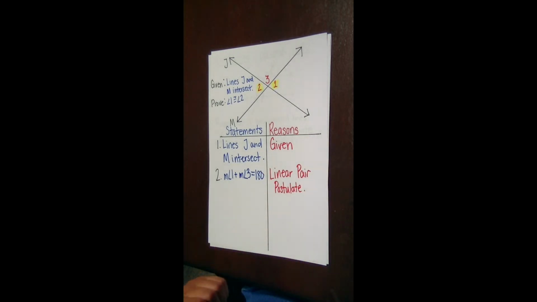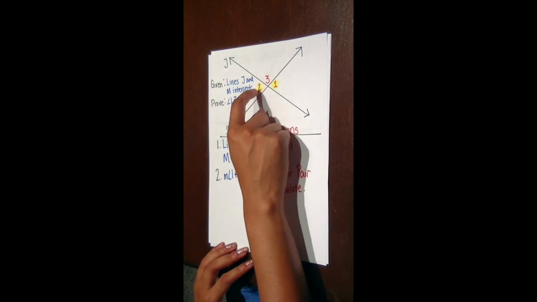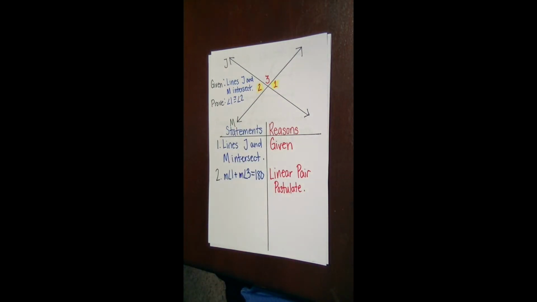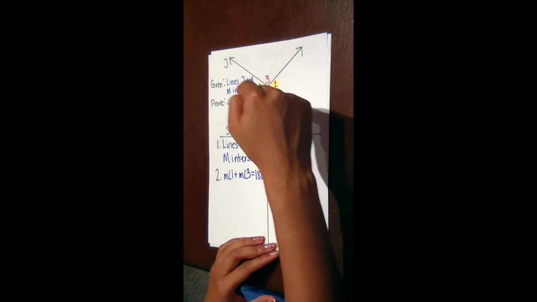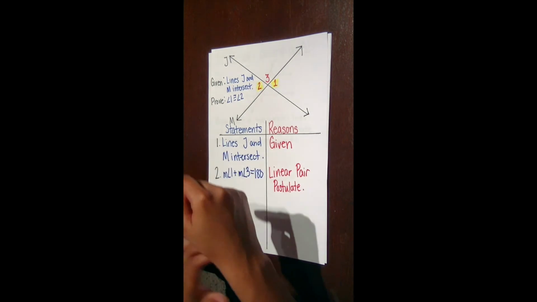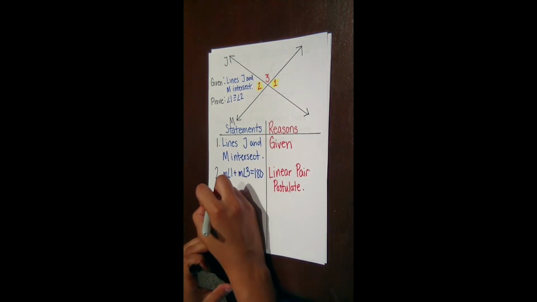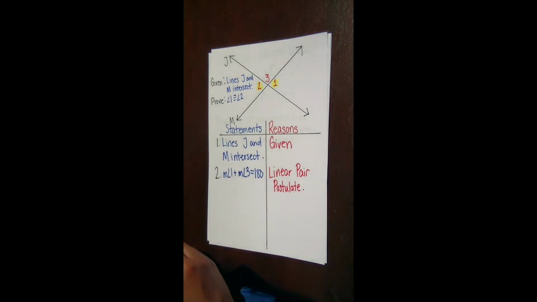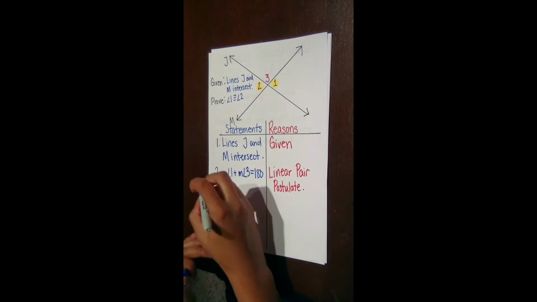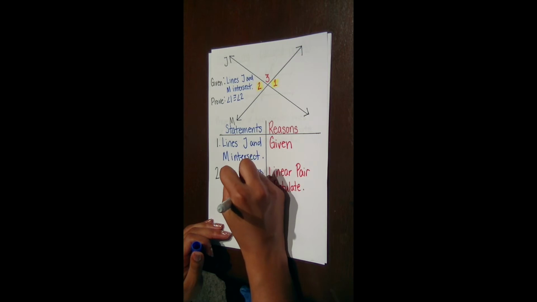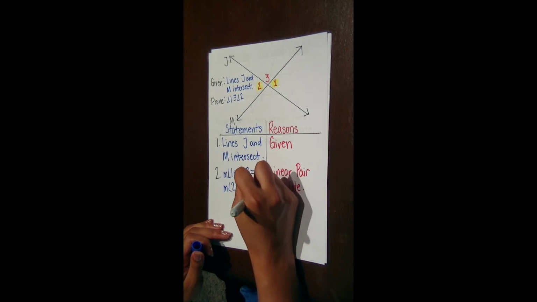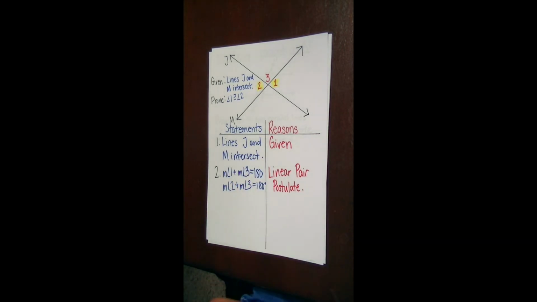Well, some kind of way I have to relate angle 1 to angle 2. So I just said that the measure of angle 1 plus the measure of angle 3 equals 180. Well, angle 2 also forms a linear pair, so I can write that down as well. So right underneath it, I'm just going to write the measure of angle 2 plus the measure of angle 3 equals 180, and that's that same reasoning. So I'm just going to put it all in number 2.